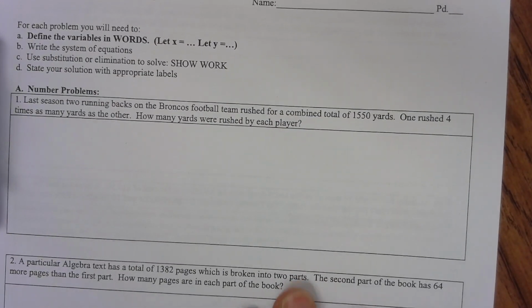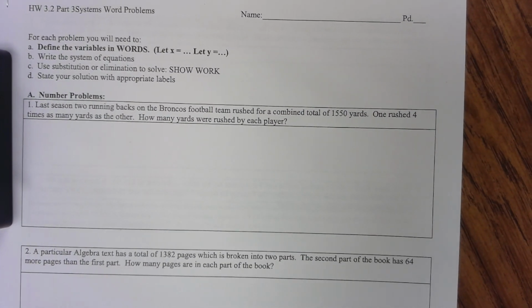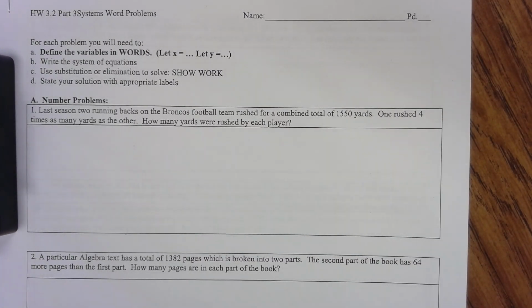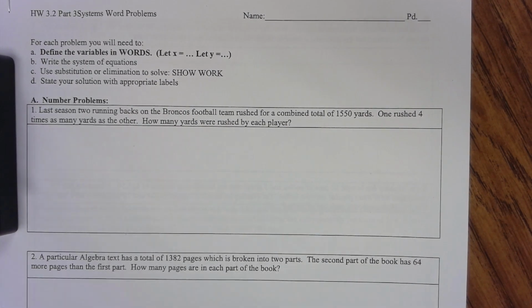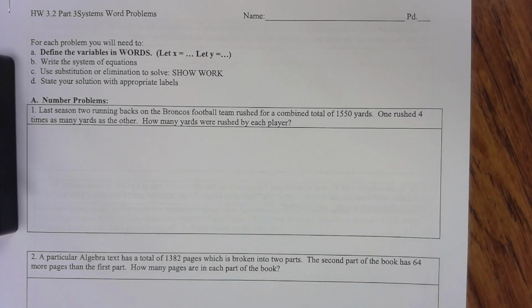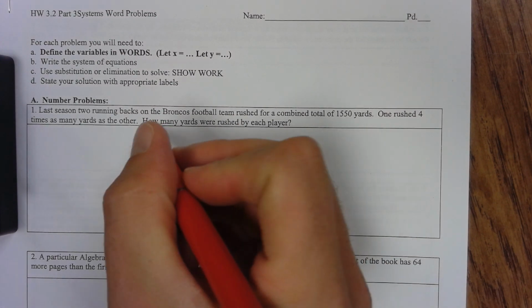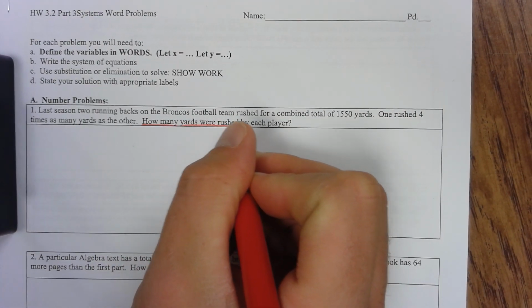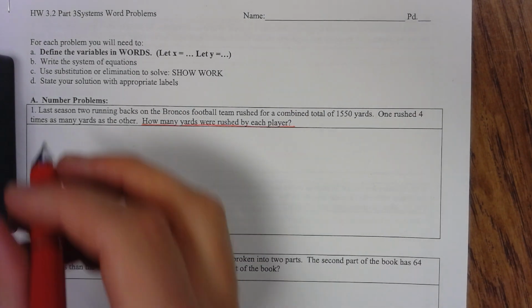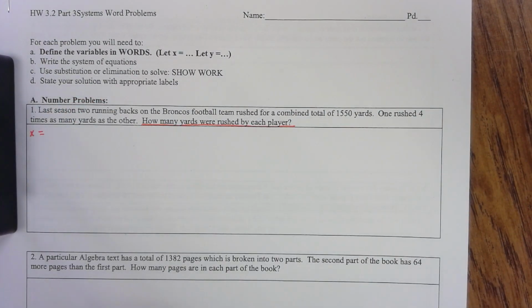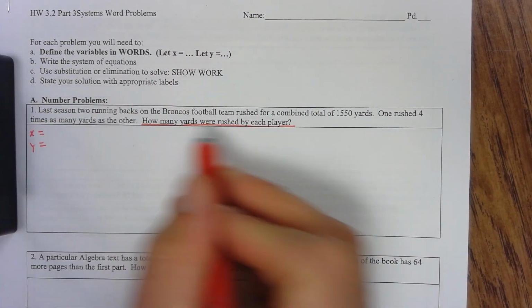Okay, so number one, and this is an old assignment, so I don't know that any of this information is all that accurate, but it says last season, 2 running backs on the Broncos football team rushed for a combined total of 1,550 yards. One rushed for 4 times as many yards as the other. How many yards were rushed by each player? So when we're defining variables, that comes from just simply what are we trying to solve for? What are we trying to answer? We're trying to answer the number of yards rushed by each player. So we're going to let X equal and Y equal exactly that.